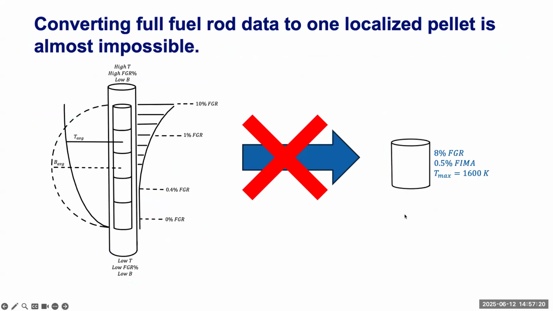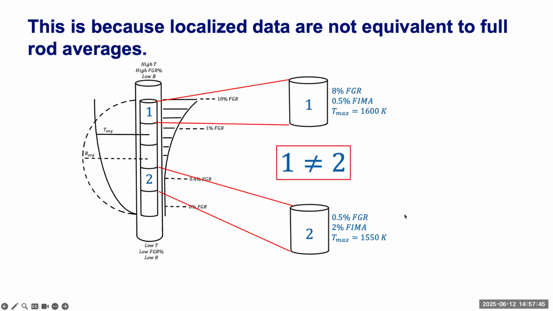Now, as I mentioned before, converting this full fuel rod data to one localized pellet is almost impossible. So taking these rod averages and trying to scale them to a smaller pellet that you can then scale to another shorter fuel rod is a very complicated process and very difficult to do correctly. And again, as I mentioned before, this is because all of these localized data points at these different fuel pellets are not equal because they depend on the axial location of the fuel pellet in the fuel rod.